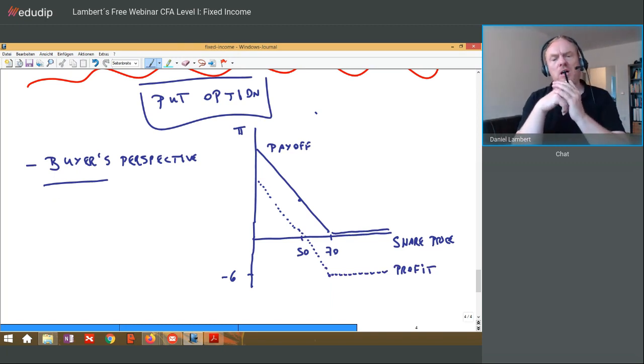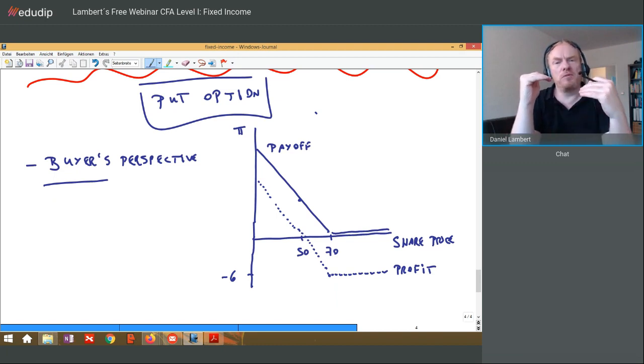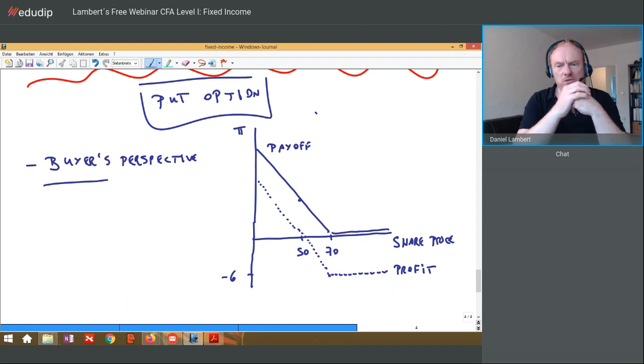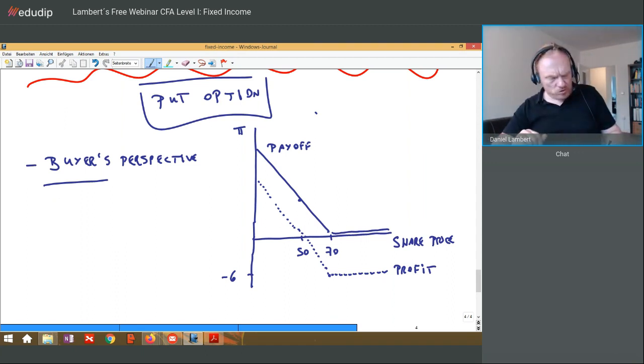The buyer of a put option has this profit curve, and the payoff curve and the profit curve are just derived from each other. We can change from the one to the other by just adding or subtracting $6. That's the difference between the two of them. So actually, in order to answer, we first had to understand the meaning of those options.